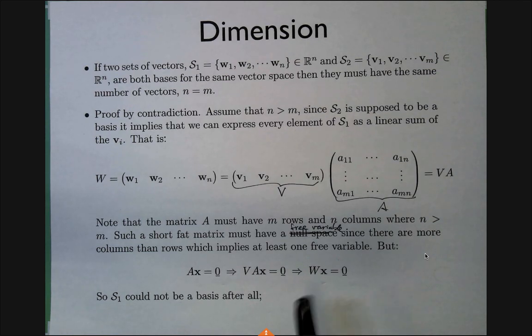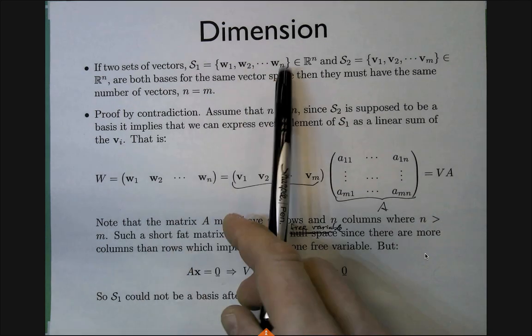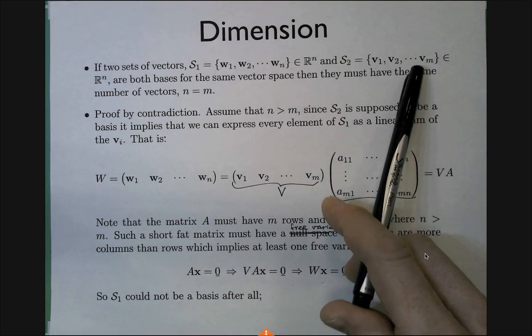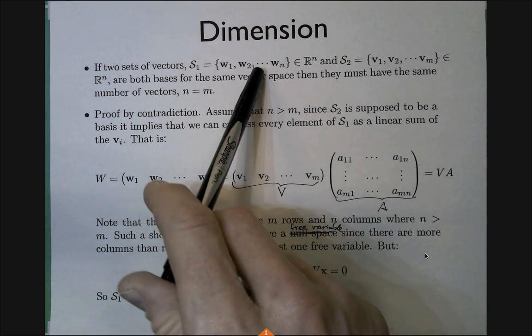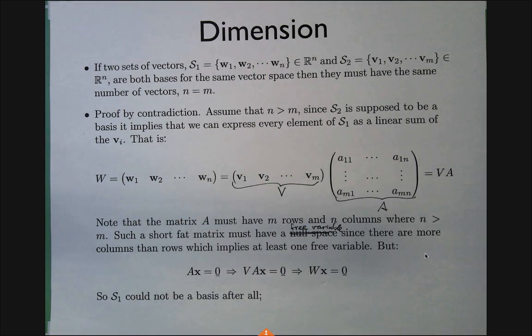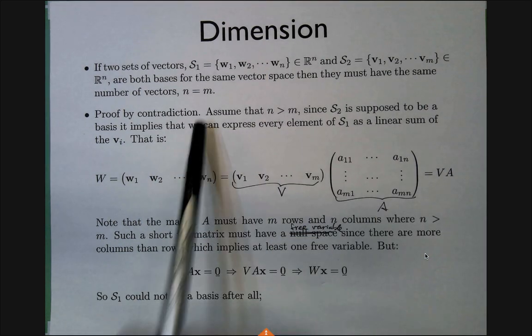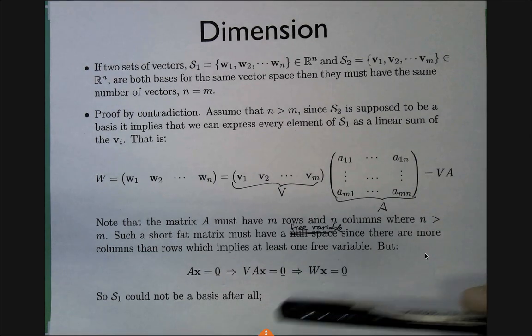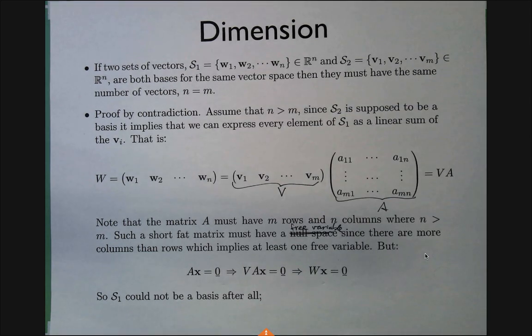Okay? So if I should sum it up, this basically shows that if I take one basis and another basis, I cannot have different numbers of vectors in each of them, that n must be equal to m. Because if not, I can construct a contradiction with the definition of a basis. Okay?